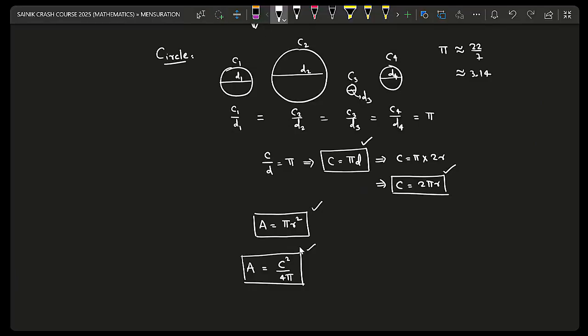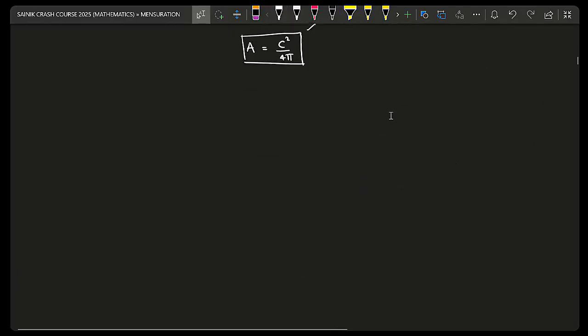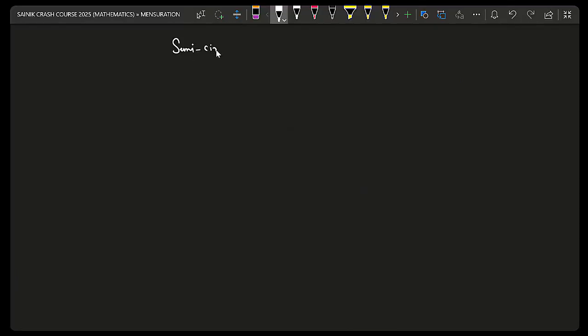So remember all this. And if you know circle formulas, then they can be applied for semicircle. So what is semicircle? Half part of a circle. So it's like this. This is the center, let us say this is O. If this is radius R, this is also radius R.